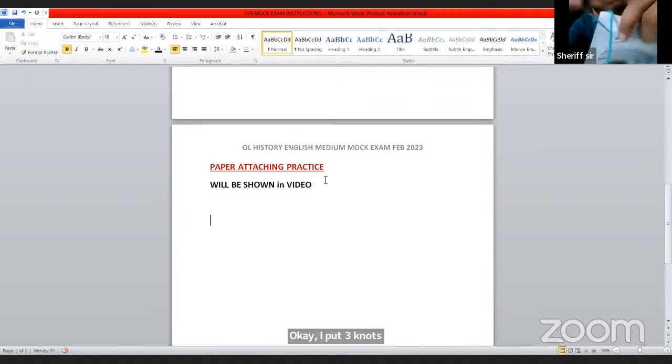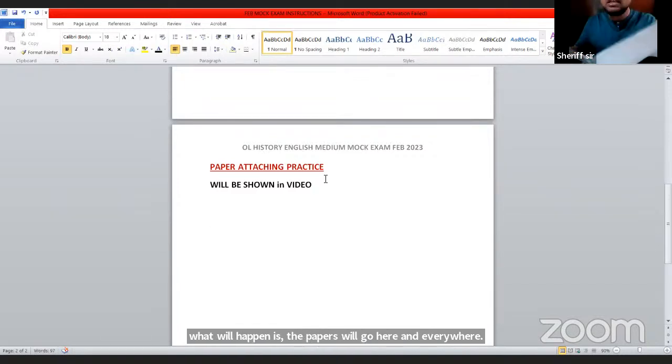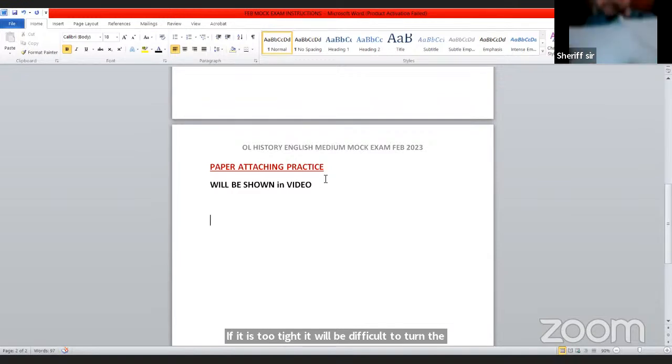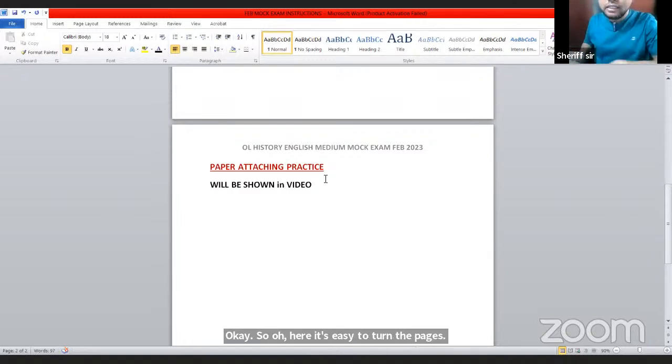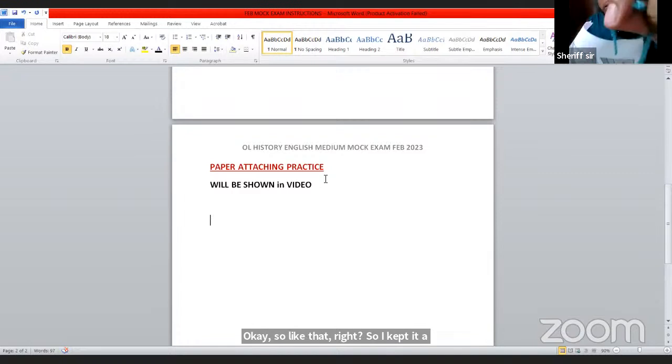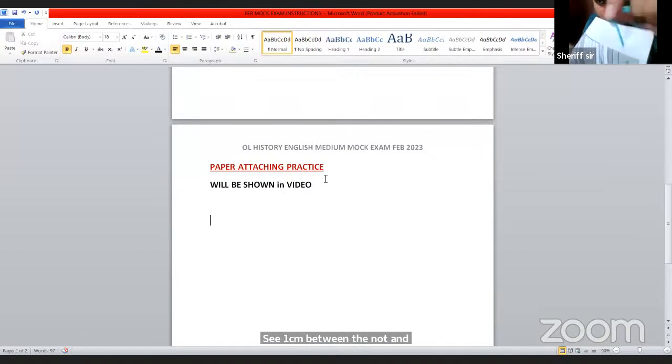It moves like this, right? It's not too loose and not too tight, because if it is very loose, the papers will go here and there everywhere. If it is too tight, it will be difficult to turn the pages. Now here it's easy to turn the pages. So I kept it a little loose, knowingly. Keep it like 1 centimeter between the knot and the paper. It moves freely, but it's not very loose.